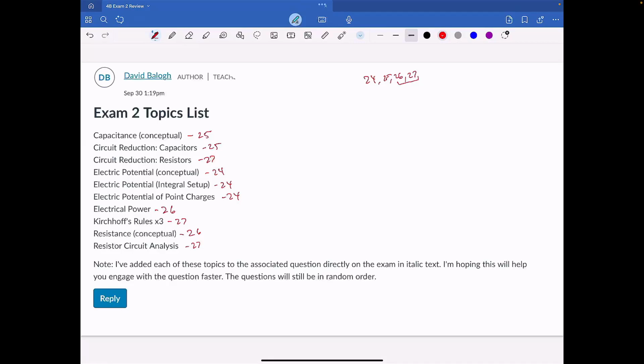resistance conceptual. What happens to resistance if you make something longer? It increases. How do you know? Because resistance is equal to not density, but resistivity L over A, right? So the longer you make a wire, the more resistant. What happens if you make the wire fatter, like bigger in its cross section? Resistance goes down, right? Because that's in the denominator.